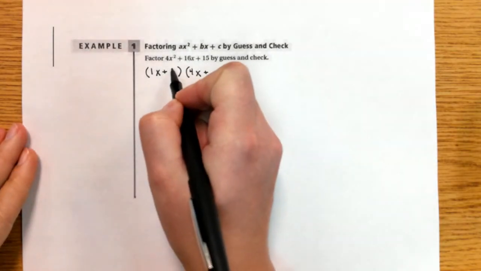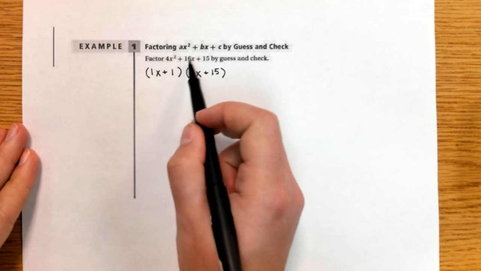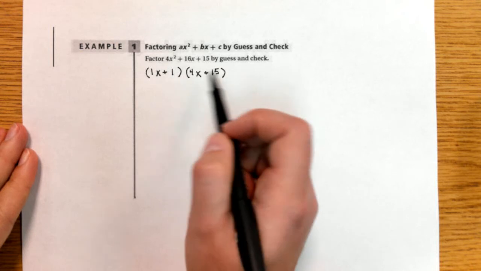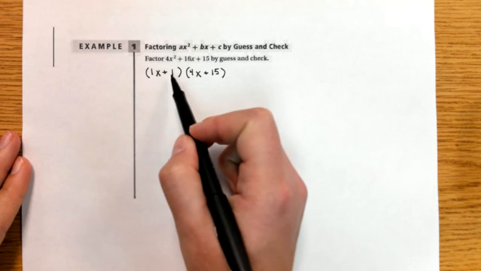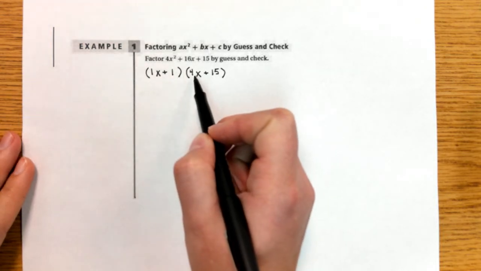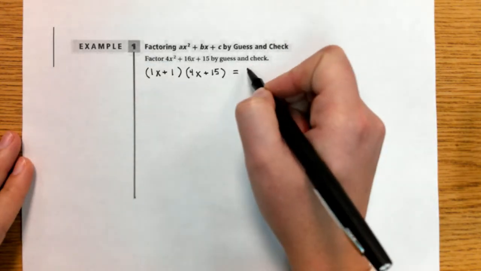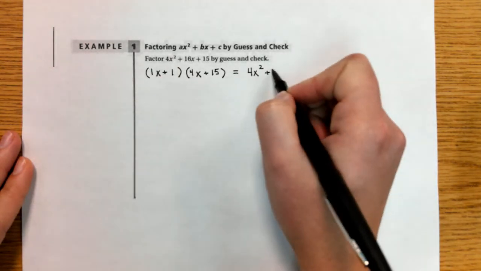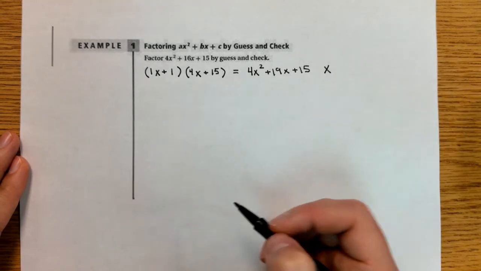So let's try, say, 1 and 15. Okay, and we want to see if when I multiply my outer and my inner, I get 16x, because we already know the first terms will multiply to 4x², and the last terms will give us 15. So here, 1x times 15 gives me 15x, and then 1 times 4x gives me 4x. So here, I actually get the trinomial 4x², and then 4x plus 15x would give me 19x, and then plus 15, which is not what I want. Okay, so since that's not what I want, I'll try something else.